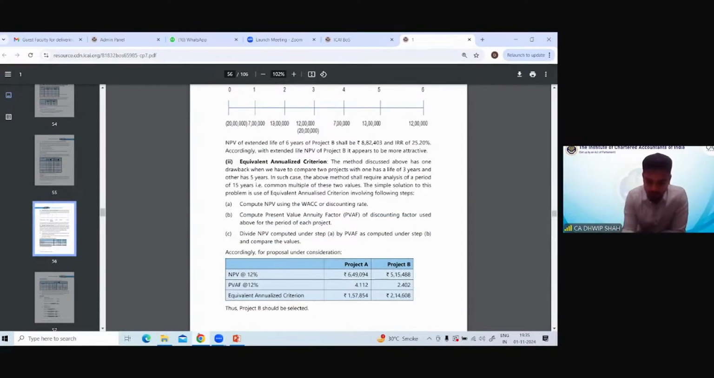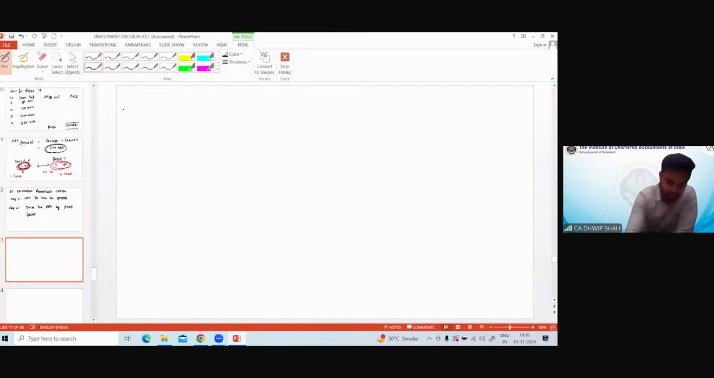See, compute NPV using the normal discounting rate. Then you compute the PVF factor. PVF factor is the summation or cumulation of the discounting factor for each year, and then you divide that NPV by PVF, so you will get equivalent annualized criteria. Okay? So let's take an illustration to understand this better.